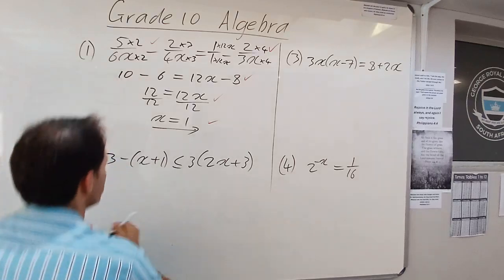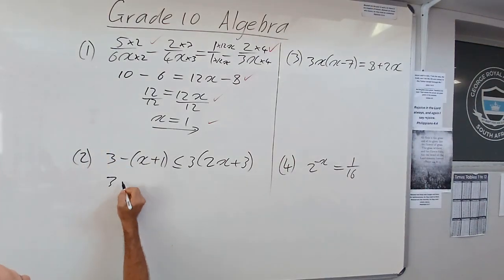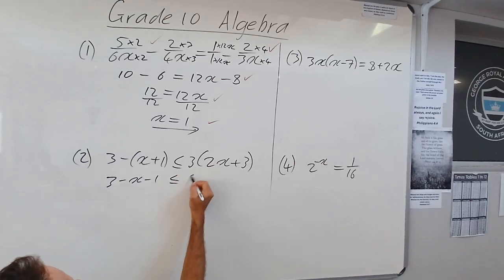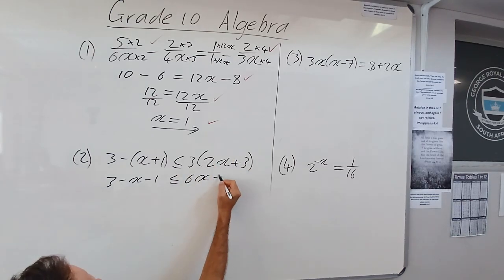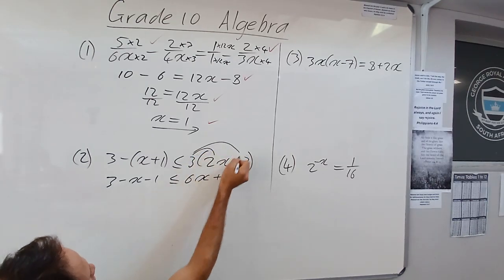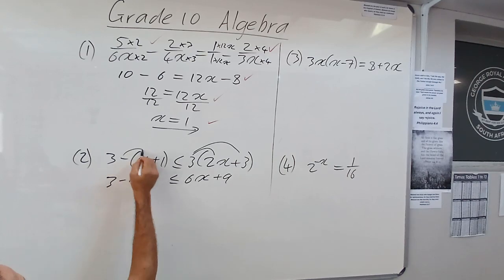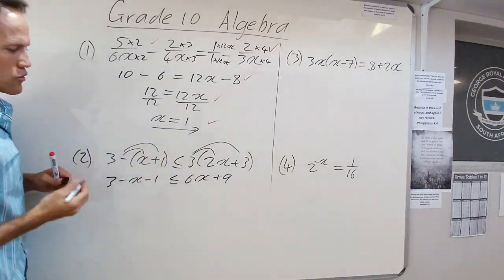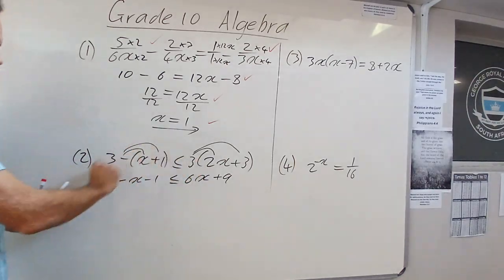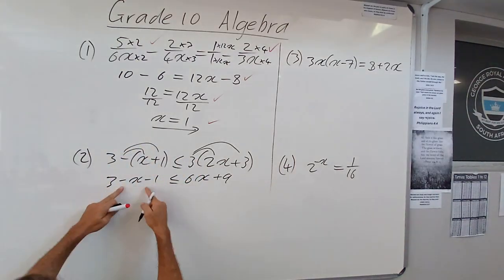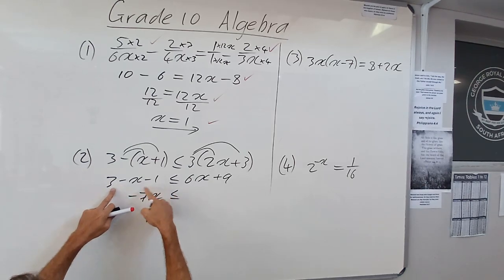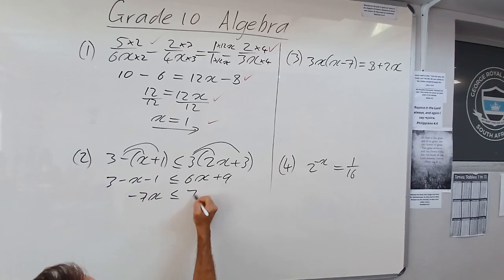Now this one, you gotta multiply the negative in, so you get negative x minus 1. Here, 6x plus 9, so you multiply it in again. Remember to multiply the negative with both, okay? Negative times x, negative times 1. Now if you take the 6x over, you're going to have negative x minus 6x is negative 7x, smaller or equal to, and then if you take the 3 minus 1 is 2. If you take it over, it's minus 2.